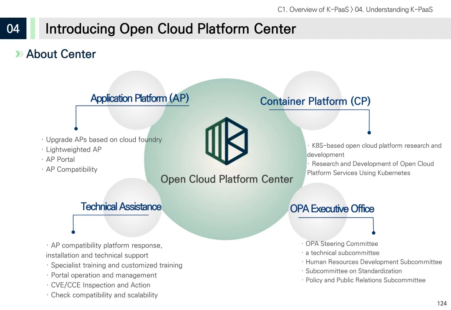First, the application platform supports AP upgrades based on Cloud Foundry, AP lightweighting, AP portal, AP compatibility. Next, the container platform section is responsible for research and development of K-PaaS based on Kubernetes. Kubernetes utilization. Supports K-PaaS service research and development. To be followed by the technical support section. Supports K-PaaS installation and technical support. Professional training and customized training. Portal operation management. CVE, CCE checks and measures.